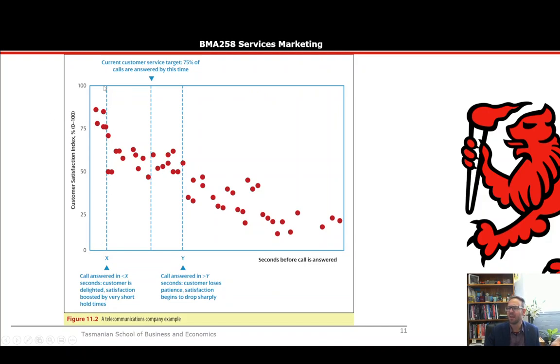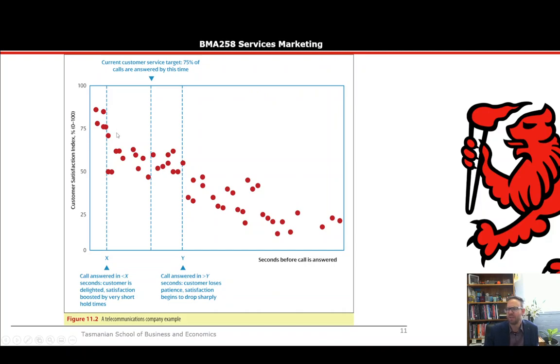Now, as it goes beyond there, so if that's 60 seconds, just say that's 2 minutes. The current customer service target, 75% answered in there, but you can see customer satisfaction. As the wait time extends, the customer satisfaction actually starts to deteriorate. And there's a correlation between the seconds before the call's answered, so the longer it takes to answer the call, and the customer satisfaction in that.